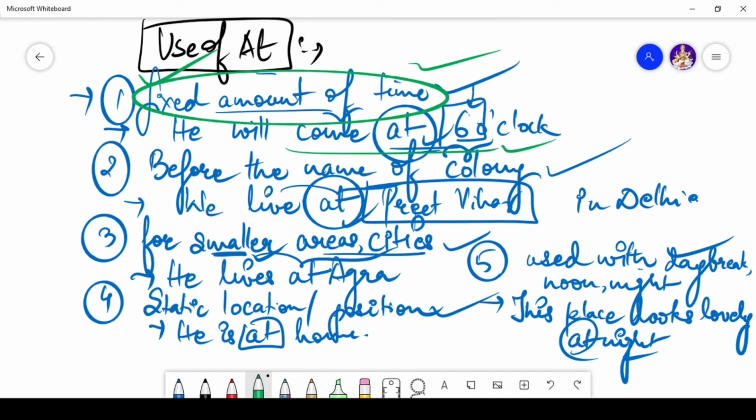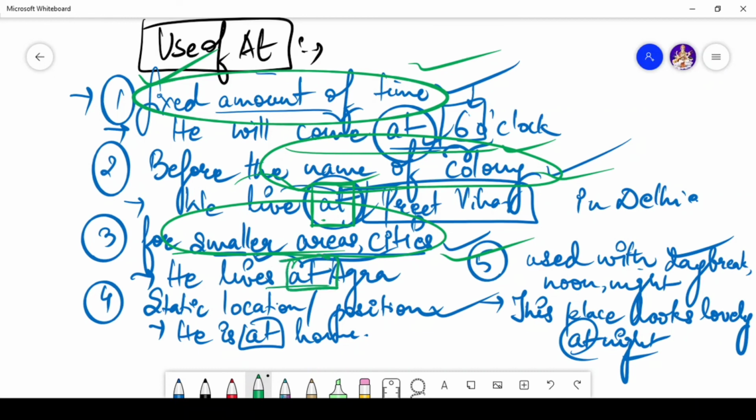Or when you are talking about any name of colony, not only Delhi, any name of colony in any part of the world, wherever you are, in that case you are going to use "at". If you are talking about any smaller area or city, remember states and countries are all big, but an area or a city or a district is small. So in these cases you are going to make use of "at".